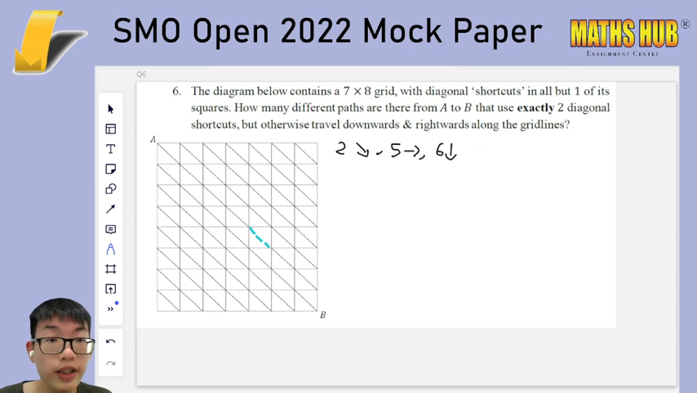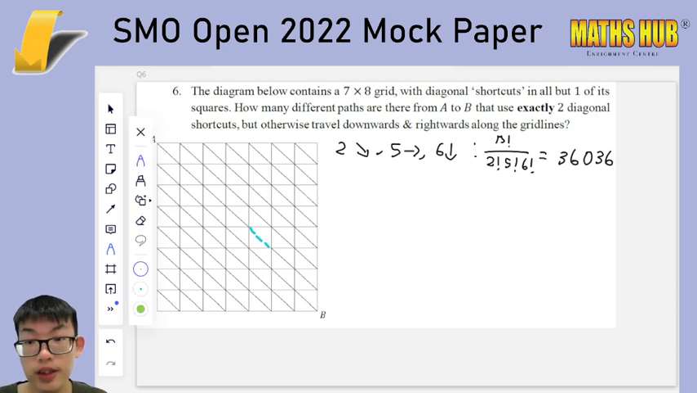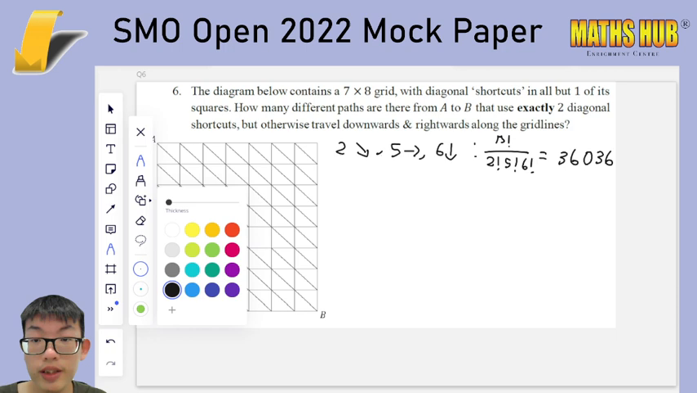So the number of ways to arrange these 13 moves, divided by the 2 factorial, 5 factorial, 6 factorial for the repetitions. And this is pretty large. It starts off at 36,036 paths. That's not the answer because some of these paths are going to go through here. So we need to subtract off those paths that do go through there. Now the question becomes, out of these 36,036, how many of them actually go through that forbidden, non-existent shortcut?